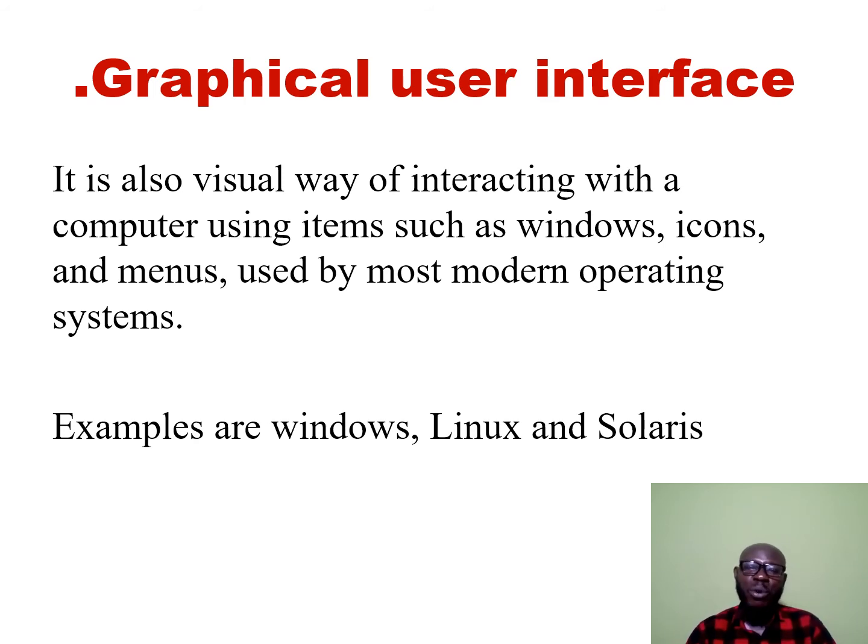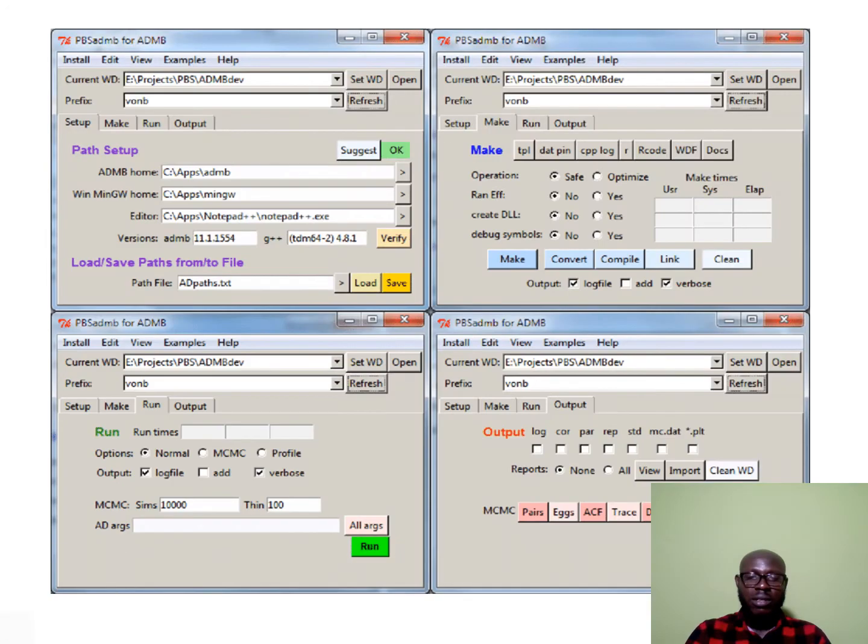Examples of this user interface are Windows, Linux, and Solaris. Now this one becomes an example of a user interface, that is the graphical user interface. On this you can see checkboxes, text boxes, command buttons, and control boxes.